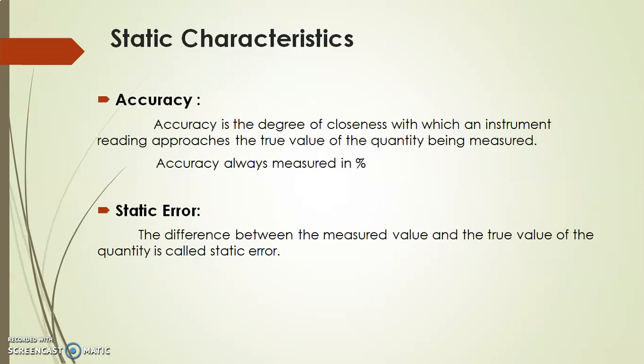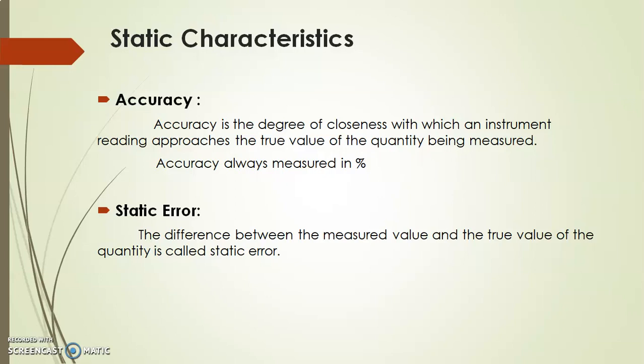Accuracy is the degree of closeness with which an instrument reading approaches the true value of the quantity being measured. Now what is the true value? The true value means the value that comes from the standard instrument. There are some standard instruments and some measuring instruments. The output of the standard instrument is called the true value, and the output of the measuring instrument is called the measured value.